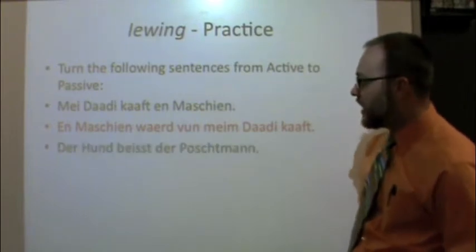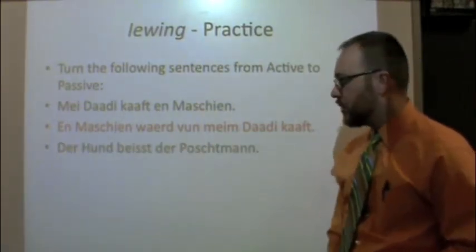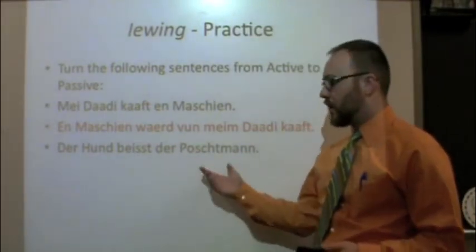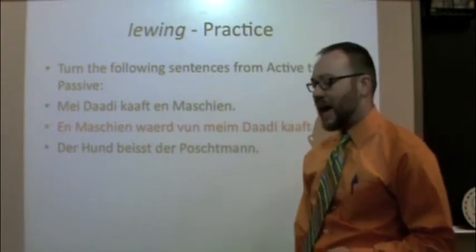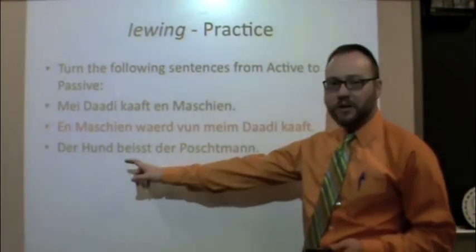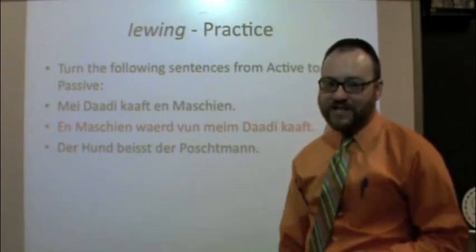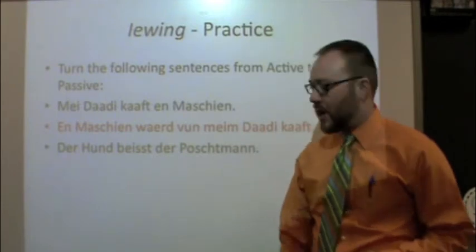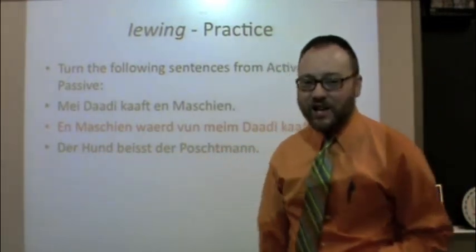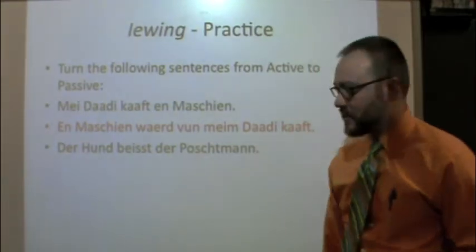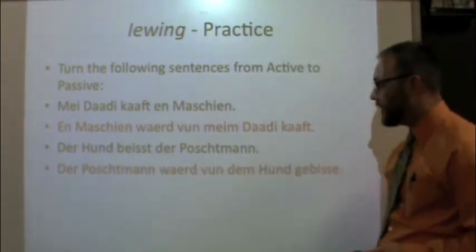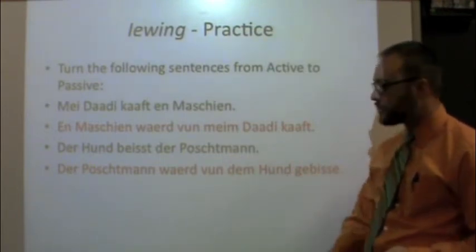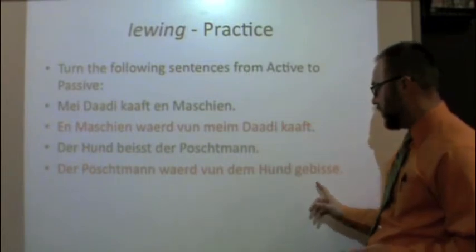Let's try another one. Der Hund beißt der Postmann. So the dog is biting the mailman. Now this time we want to make it passive, so we want to say the mailman is being bitten by the dog. That's your passive sentence. Okay? So, start with the mailman, correct form of wäre. This time, der Hund is the agent, and then we need the past participle of beiße. You would get something like this. Der Postmann wird von dem Hund gebissen.